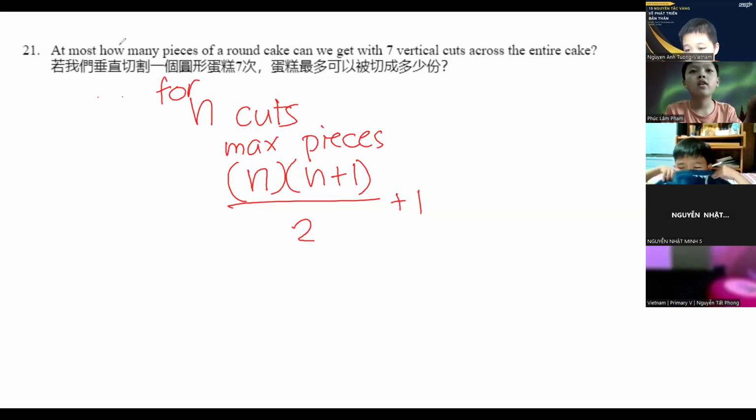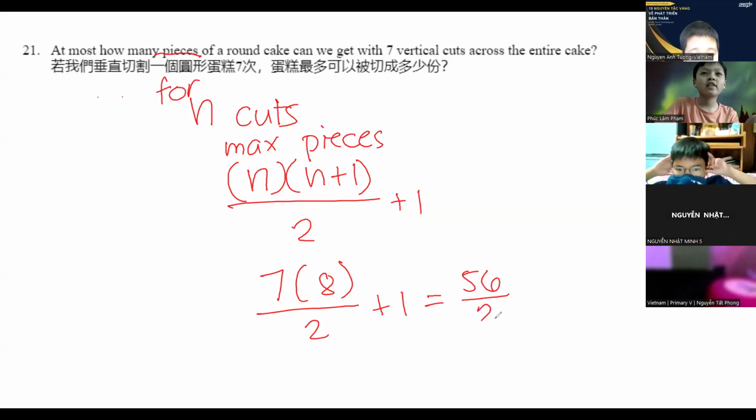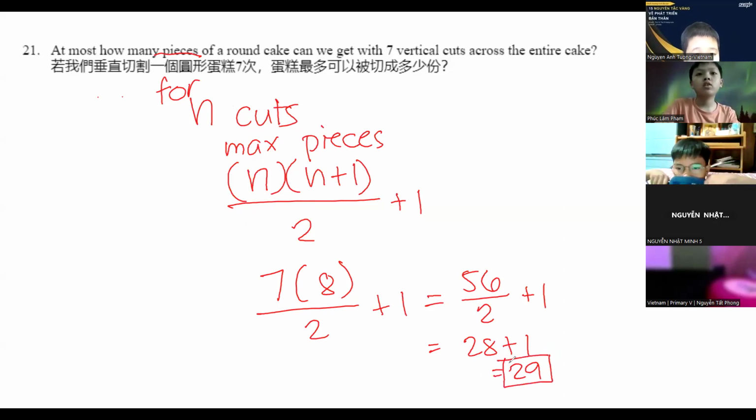Take note that the problem is not asking for equal pieces. It's just saying any piece. So if we want to maximize, we can use this formula, where n is the number of cuts: n times n plus 1 over 2, plus 1. So 7 times 8 over 2 plus 1, or 56 divided by 2 plus 1, 28 plus 1, which is 29.